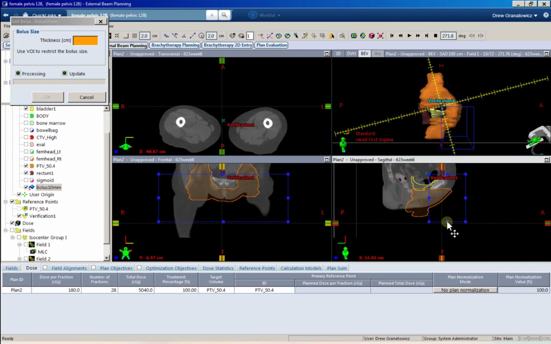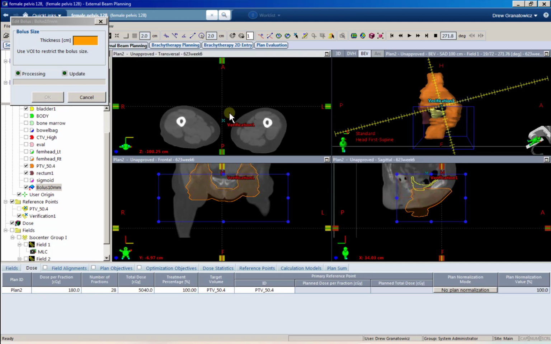So anywhere that bolus is at is going to contribute to skin dose, right? And so we don't want to treat healthy skin. We only want this bolus to cover where we need it, right? So we're going to play with this blue box.